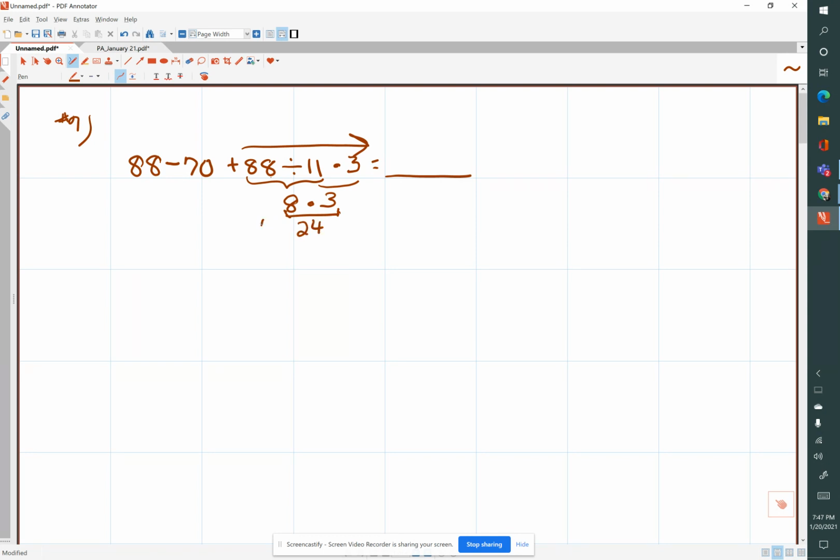And I still have the 88 minus 70 plus 24. So 88 minus 70 is 18, and 18 plus 24 equals 42. So that's the answer to number 7.